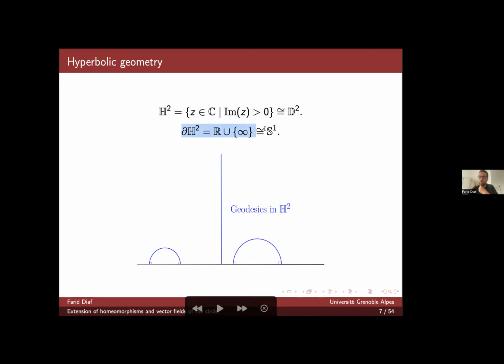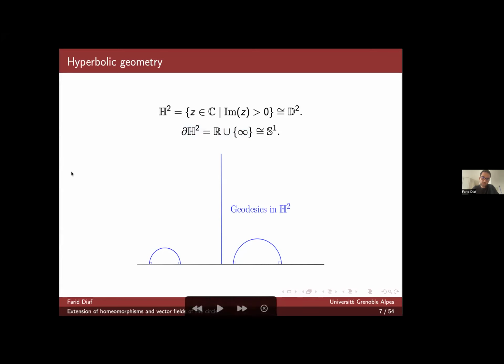So in the last question, we will be interested in this model of the disk and of S1, okay? This is H2 and the boundary of H2. And what we will call a geodesic, as you see in the picture, this is the blue thing here. So it's either vertical lines or semicircles orthogonal to the real line. This will be a geodesic in H2.